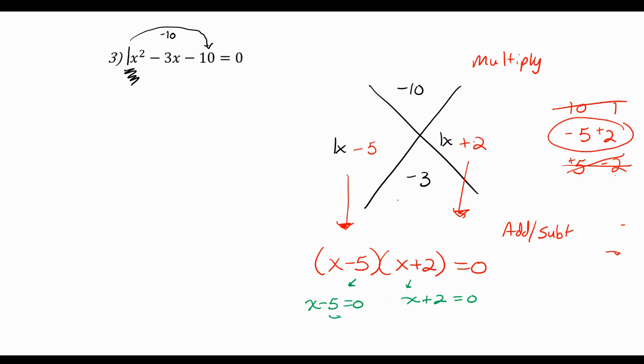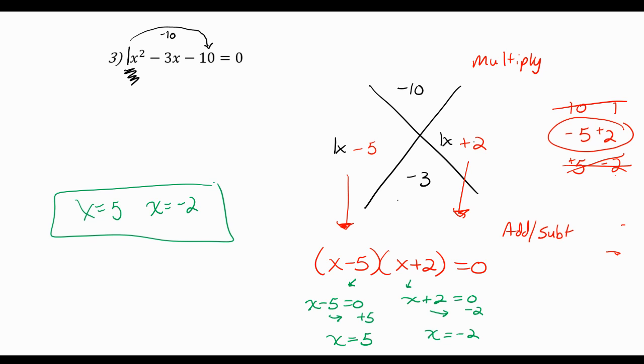And these are easy. If you pop this over, it would be a positive 5, so x is equal to 5. If you pop this over, it would be a negative 2, so x is equal to negative 2. And you're done. And on this particular graph, if you were to go on a computer and punch that into a graphing calculator, you'd have an x-intercept at 5. You'd have another x-intercept at negative 2, and the graph would be U-shaped. And those are the important numbers that you're finding right now, the x-intercepts.